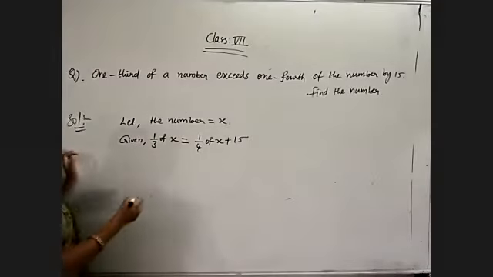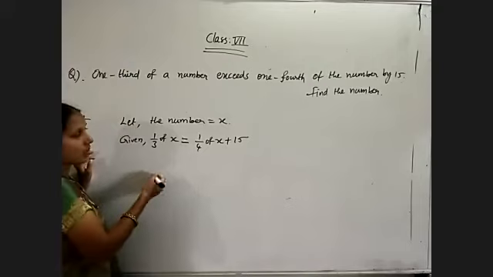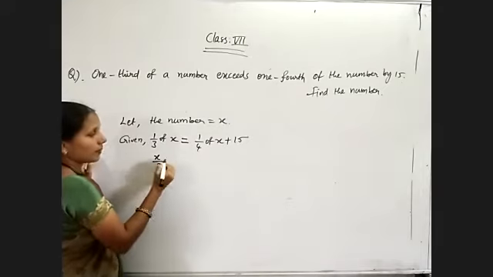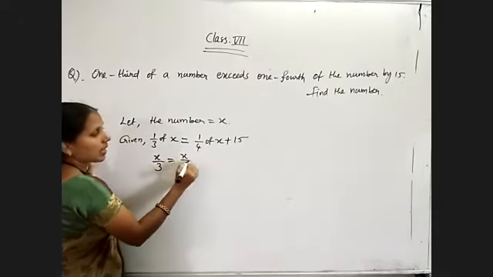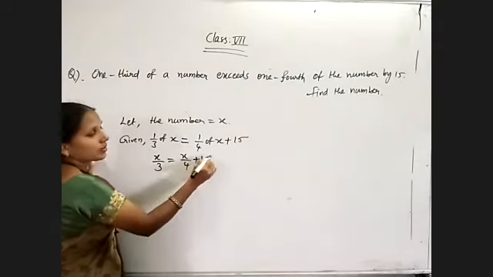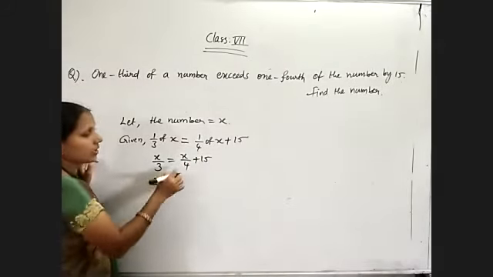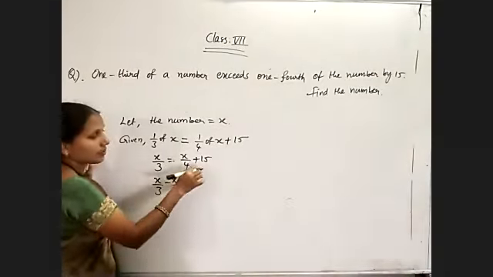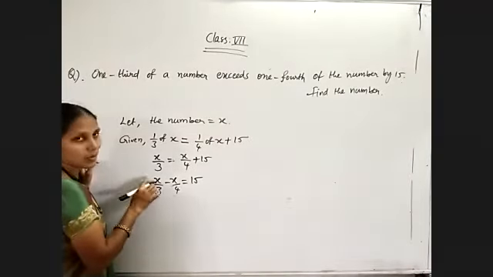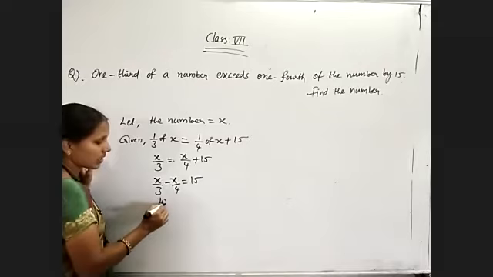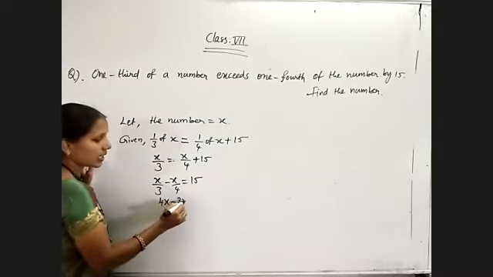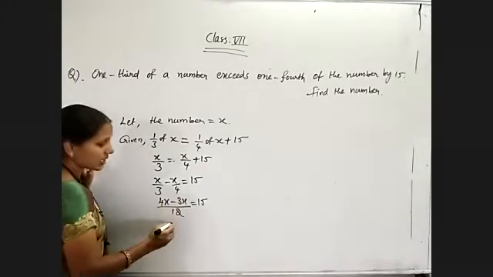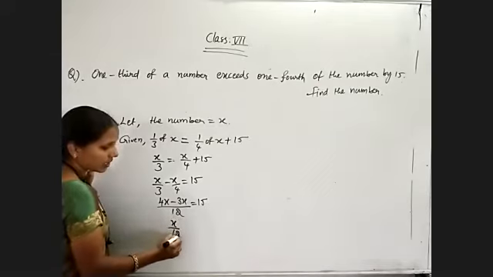So now simplify this. Bring the x terms one side and constant terms another side. Now 1 into x is x by 3 is equal to 1 into x is x by 4 plus 15. Bring this side x by 3, so x by 3 by bringing this side minus x by 4 is equal to 15. Plus 15 is there now. Now go through with the cross multiplication. 4 into x, 4x minus 3 into x, 3x, by 3 fours are 12, is equal to 15. 4 minus 3 is 1x. x by 12 is equal to 15.